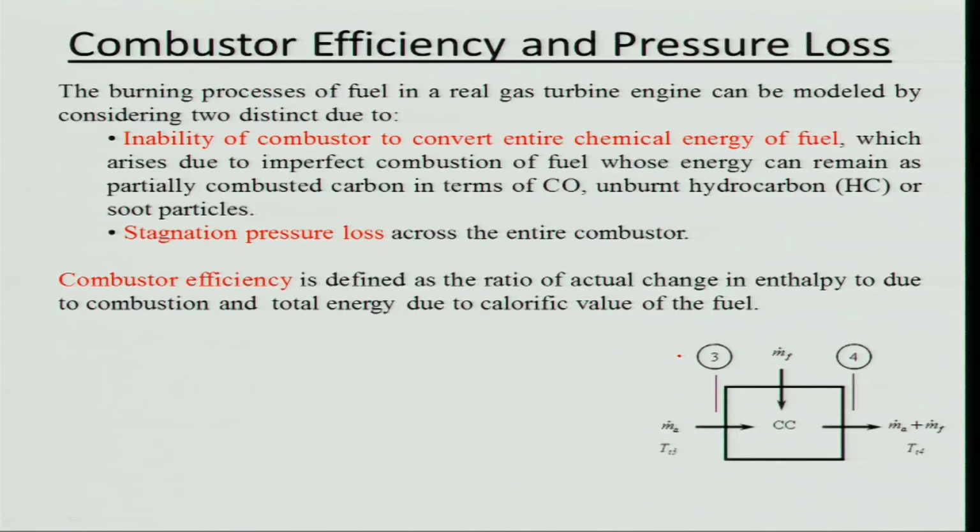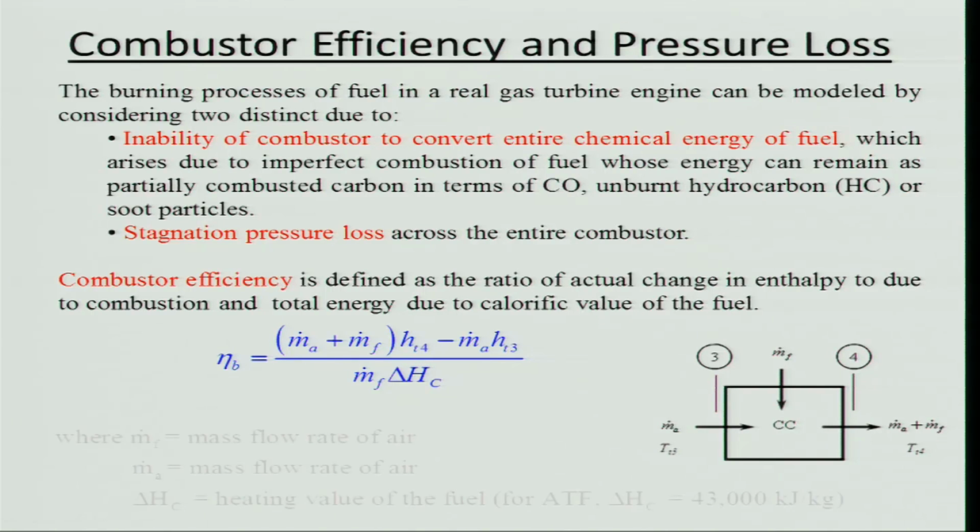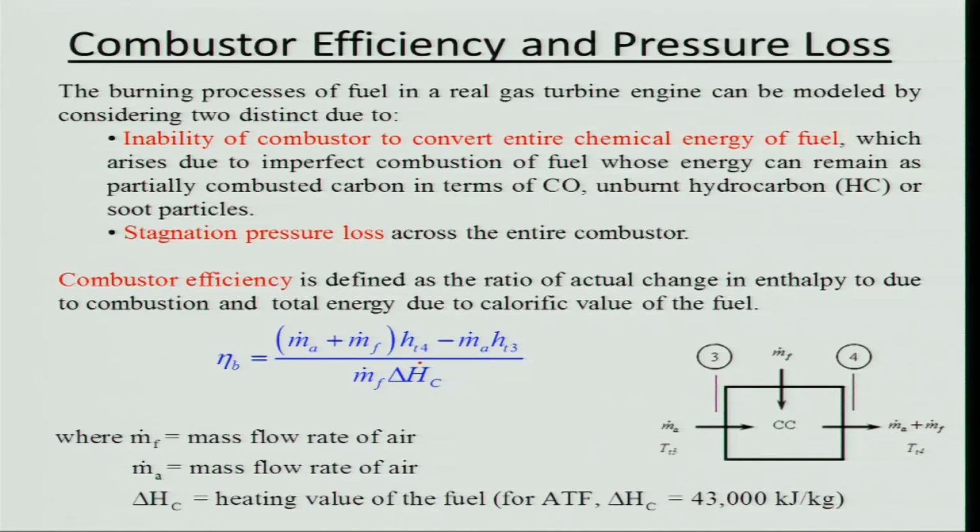So, if I consider this combustion chamber between station 3 and 4, a certain amount of mass of air is entering at temperature T3 and leaving with temperature TT4. So, I can get the efficiency eta_b as (m dot A plus m dot F) Cp TT4 minus m dot A Cp T3, divided by m dot F into delta H_c. Delta H_c is the heat of combustion or calorific value. Generally, for ATF we consider 43,000 kilojoule per kg.